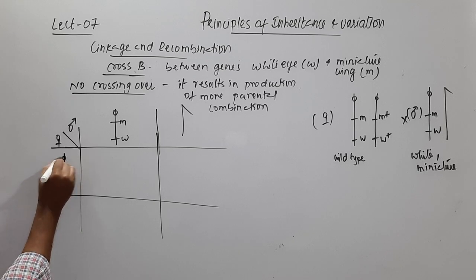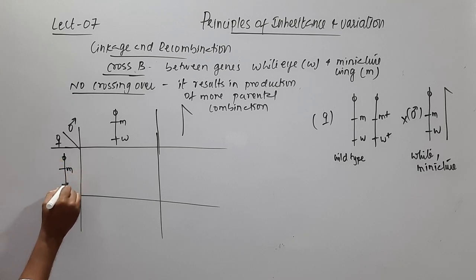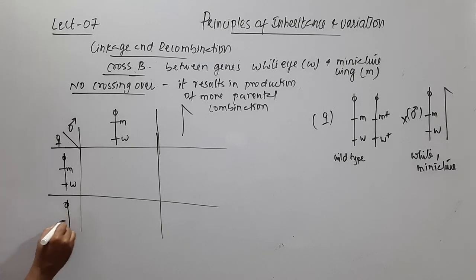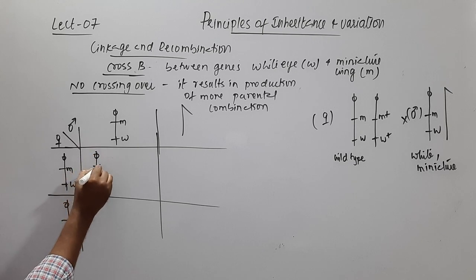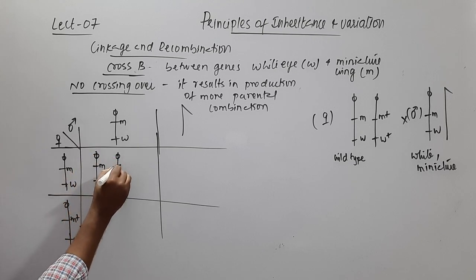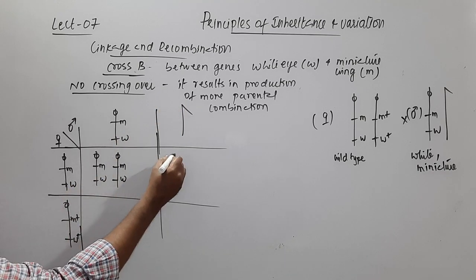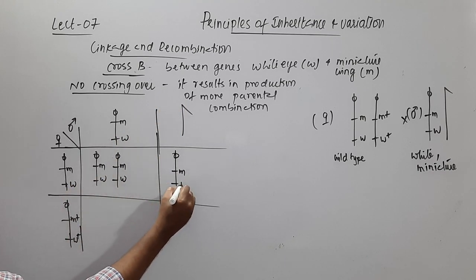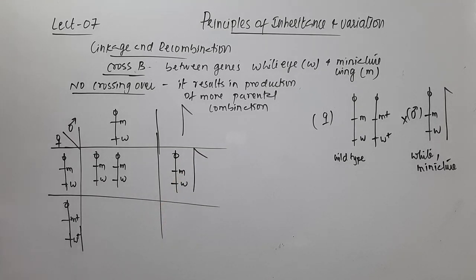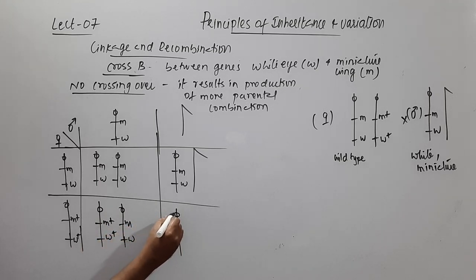And the female gametes: M W, and M plus W plus. So here M W, M W, and this one M W, so that's a male. And this one and this one will have M plus W plus, and this one will be M plus W plus.